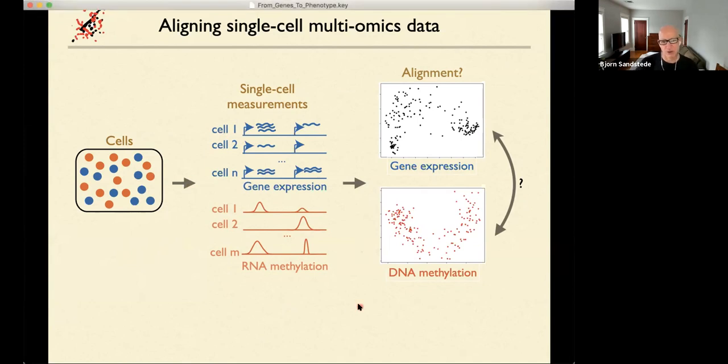And so what we were trying to do is, can we come up with an alignment strategy that doesn't use correlations between different cells or experiments that were done on the same population of cells.